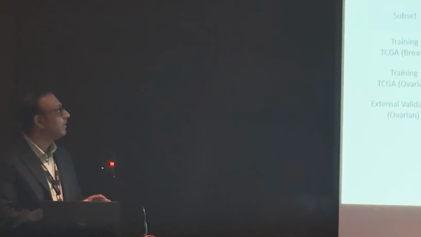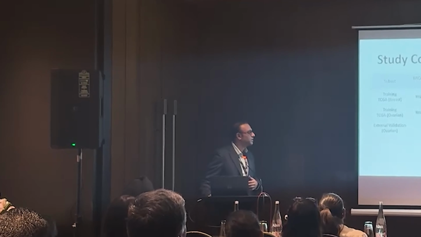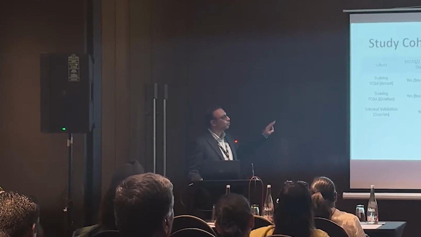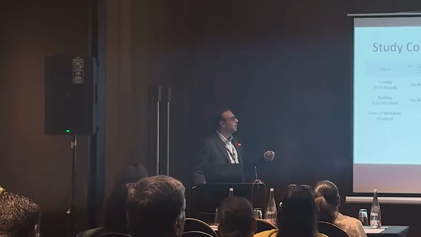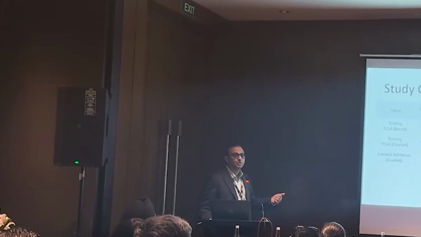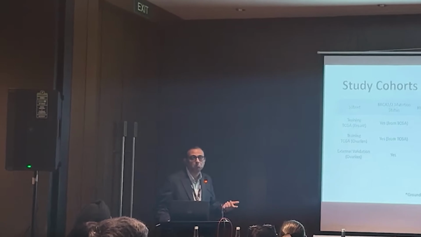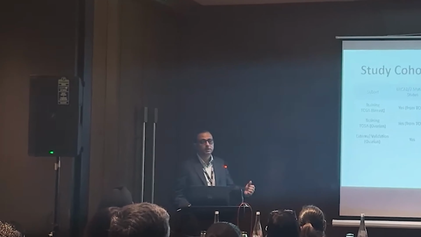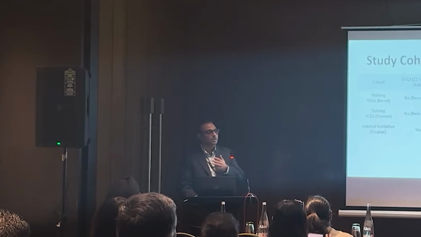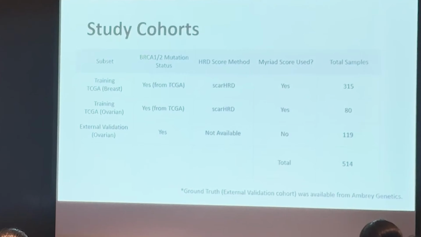For the study cohort, we used TCGA, so we took two cohorts, one for breast cancer and the other for ovarian cancers. Both had BRCA1, BRCA2, and we used Myriad myChoice. Those are the samples that we took. For external validation, we took an ovarian cohort which did not use Myriad myChoice. They had the HRD gene pathways, mainly BRCA1, BRCA2, and other gene pathways. In total we had around 514 samples.